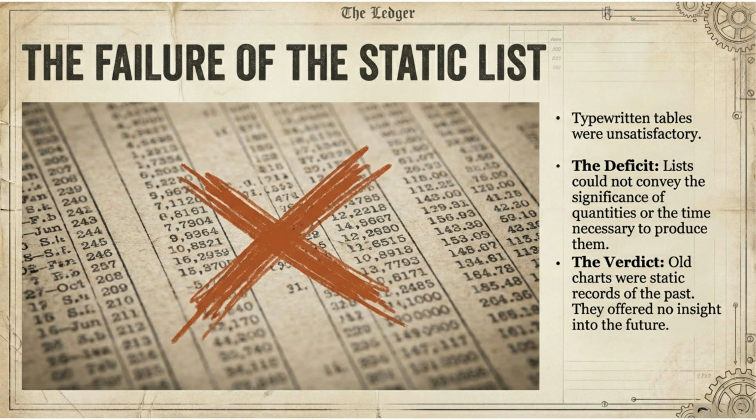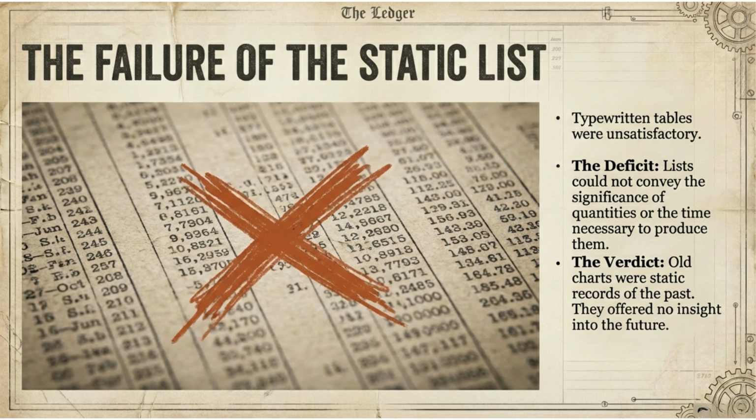The problem, as Gantt identified it, was twofold. First, lists cannot convey the significance of quantities. If I tell you Arsenal A produced 4,182 units and Arsenal B produced 9,961 units, what does that mean? Is that good? Is that terrible? Are we on track? There's no visual weight to those numbers. They just sit there, cold and inert.